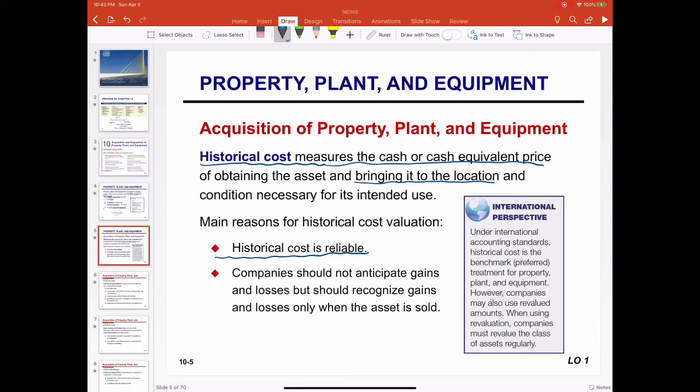By using historical cost, the firm should not anticipate gains and losses because that's not the purpose to acquire the property, plant, and equipment. But finally, when the firm disposes the asset, the gain or loss will be recognized. But that's not the purpose. Again, to acquire or recognize property, plant, and equipment, these assets are not used for resale, they are used for operating activities.